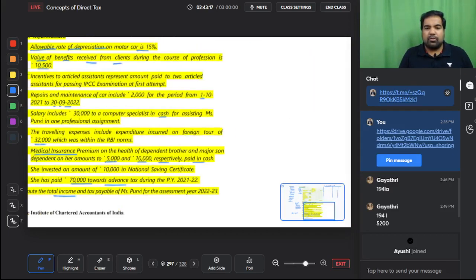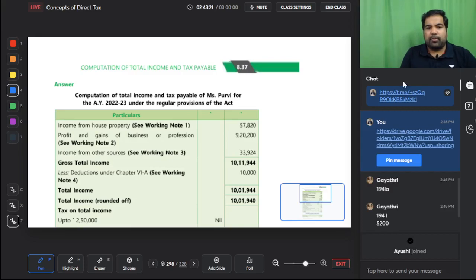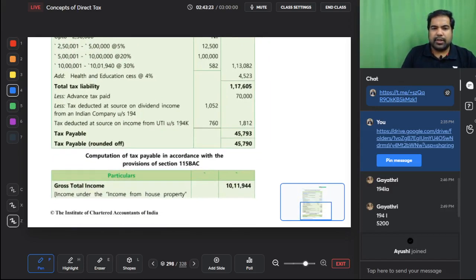Let's see the answer now. Guys, you've taken income from house property, which is here. Let's see.